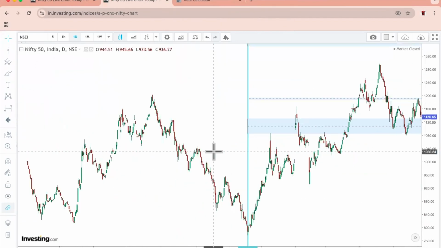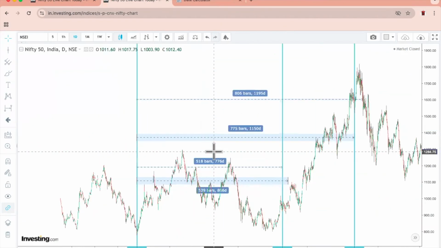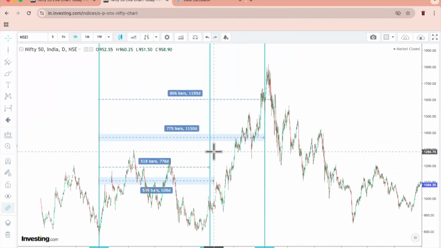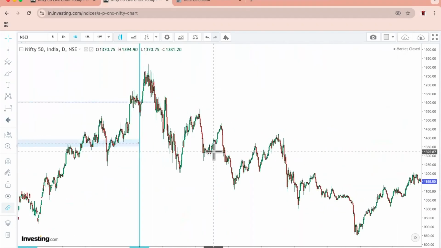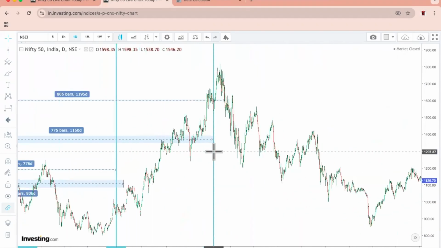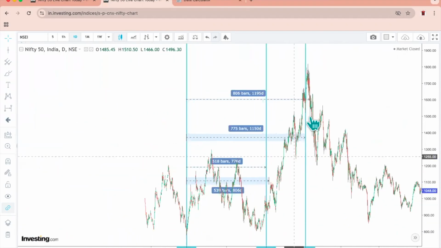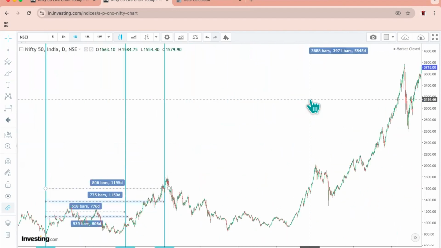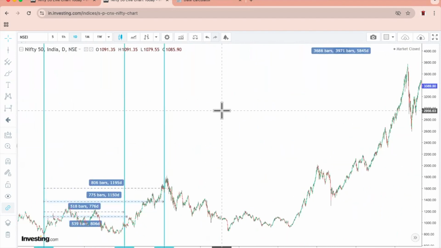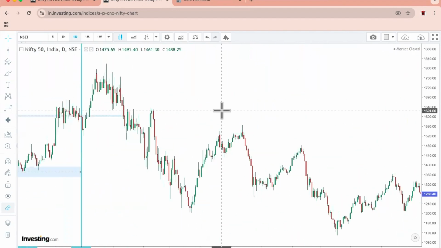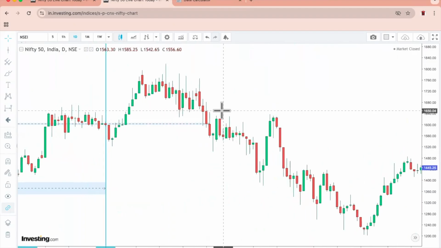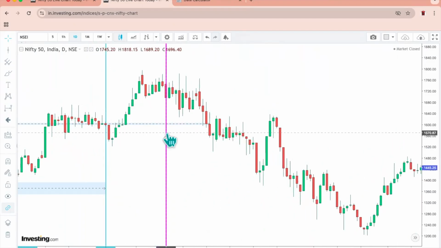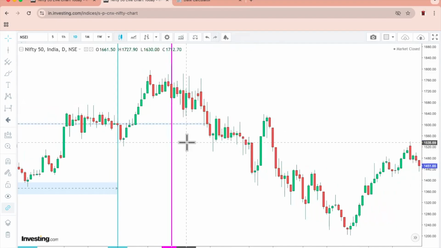So let's say after this, we had a major high. Let's consider from a major high also. So if you see after this low, probably this was one of the major highs that we are getting. This was also a major high. So let's try to do some calculations probably from this high. So the high is 1818. We need to consider that much number of days from this point.